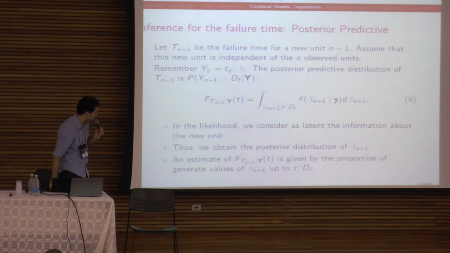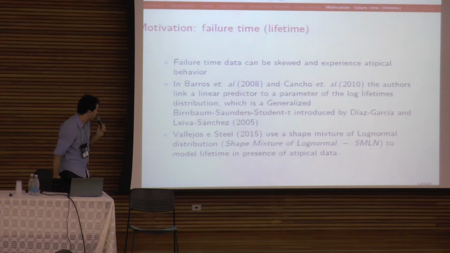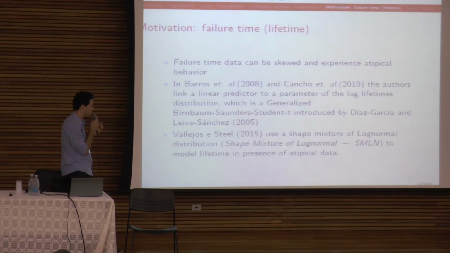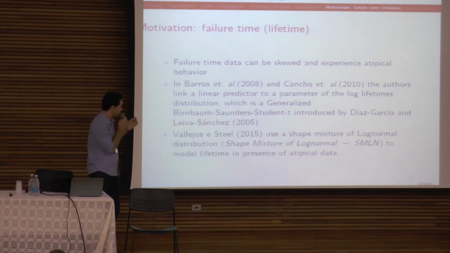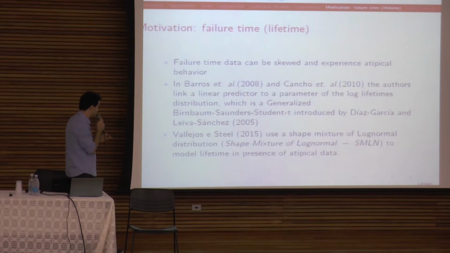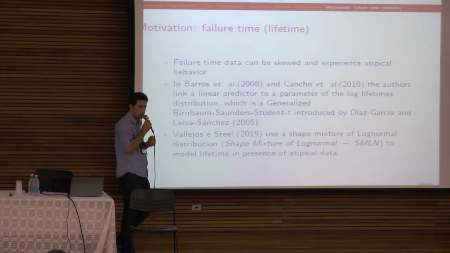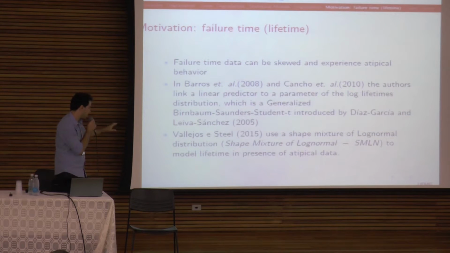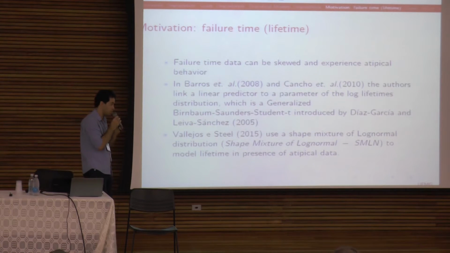So what happens when we think about failure time models is that recently there's been a lot of work and efforts to consider conventional failure time models that account for heavy tails, as in Barros and Cancho, and Valejos in Skew, but none of them accounting for skewness. So the models we build here account for skewness and heavy tails. And one of them contains the Valejos in Skew model.